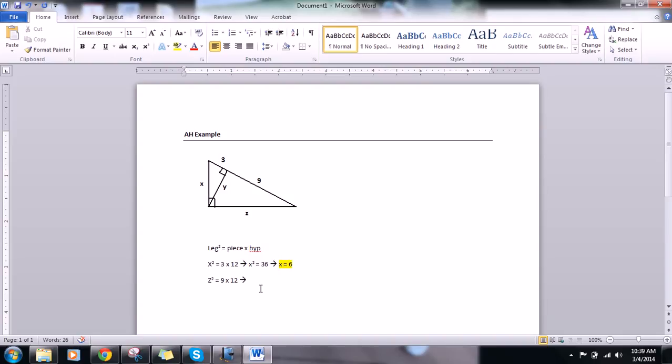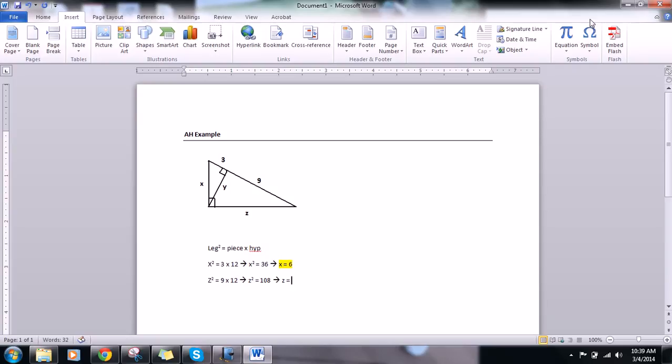I can do this a number of ways. Why don't I multiply first? You don't have to, but I will. So z squared is equal to 9 times 12, what's that, 108? Now I'm going to take the square root of both sides to get z equal to plus or minus, but I'm going to ignore the minus because I'm talking about lengths here. So z equals just plus the square root of 108.